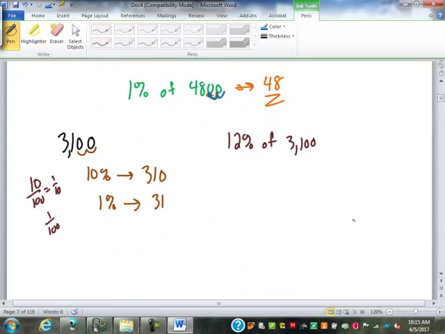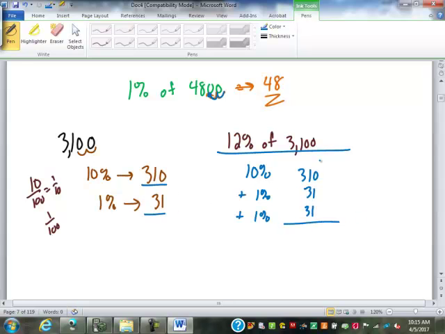So if I want to find 12% of 3,100, I can think of 12% as 10% plus 1% plus 1%. 10% we found to be 310. 1% is 31. I add that up, I have 372, which is 12% of 3,100. So I can find that really quickly.